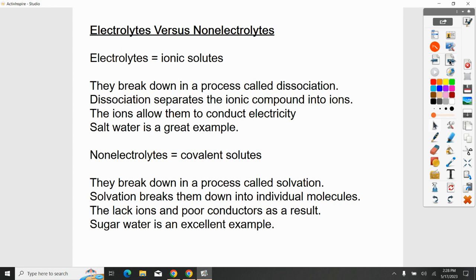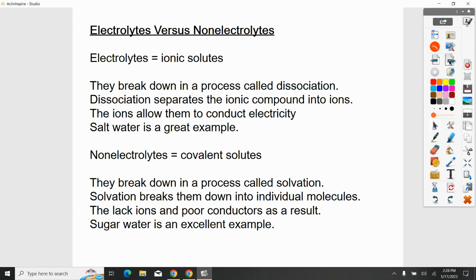Solutions can be classified as being either electrolytes or non-electrolytes. It just depends on if you have ionic solutes or covalent solutes. If your solute is ionic, then it is an electrolyte solution. These ionic compounds will break down in a process called dissociation that will break those ionic solutes down into individual ions, positive and negative ions. Those ions will conduct electricity. That's why it's called an electrolyte solution. Salt water is a great example of an electrolyte solution.